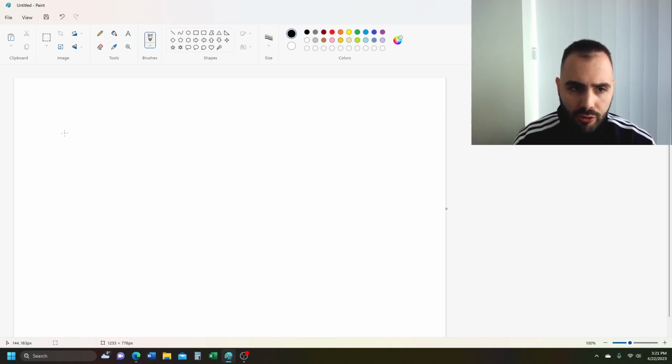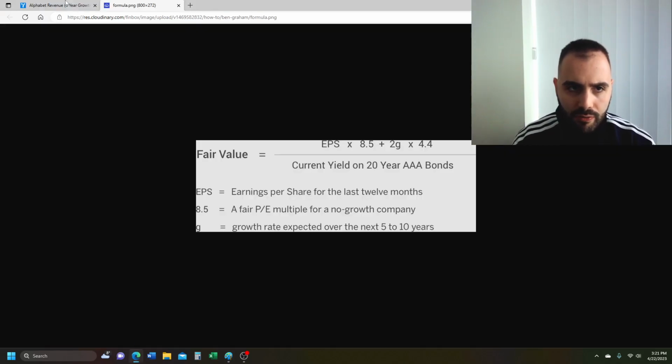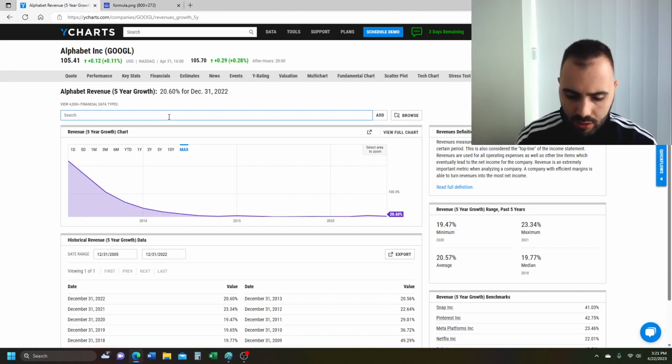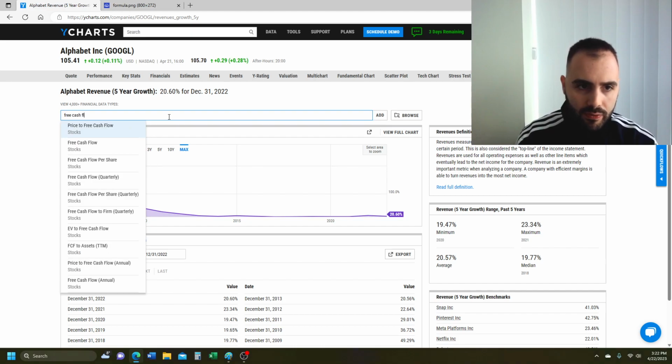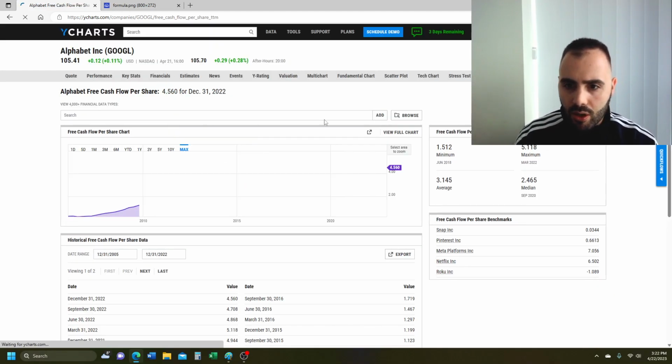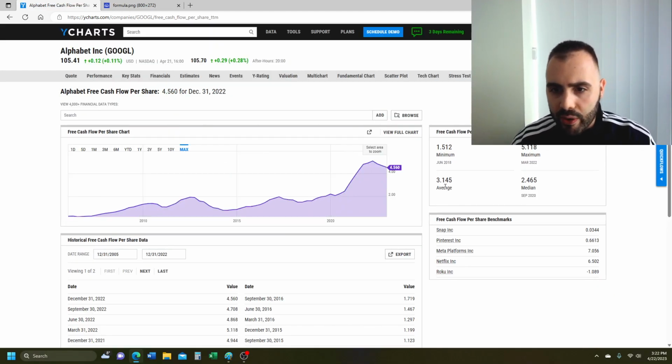I believe the free cash flow per share 5-year average was 3.14. Let's just confirm here. Free cash flow per share. Yeah, so we used the 5-year average, 3.14, okay?